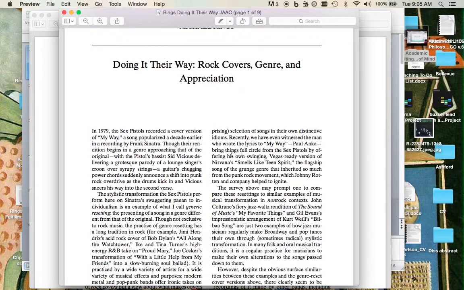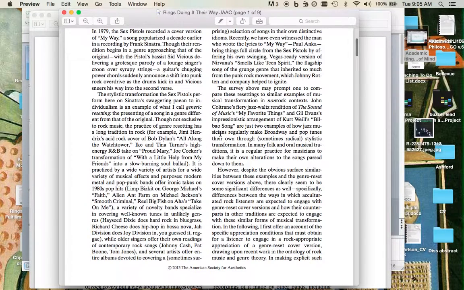So I not only observed the Sex Pistols cover, but I saw that this is actually really common in rock music. And so in this next paragraph here, I give a whole big list of genre reset covers that other people have done. Jimi Hendrix covered Bob Dylan's All Along the Watchtower. Limp Bizkit covered George Michael. There's a bluegrass band called Hayseed Dixie that does hard rock songs in a bluegrass style. So there are a lot of examples of this, and so I asked questions about this phenomenon.